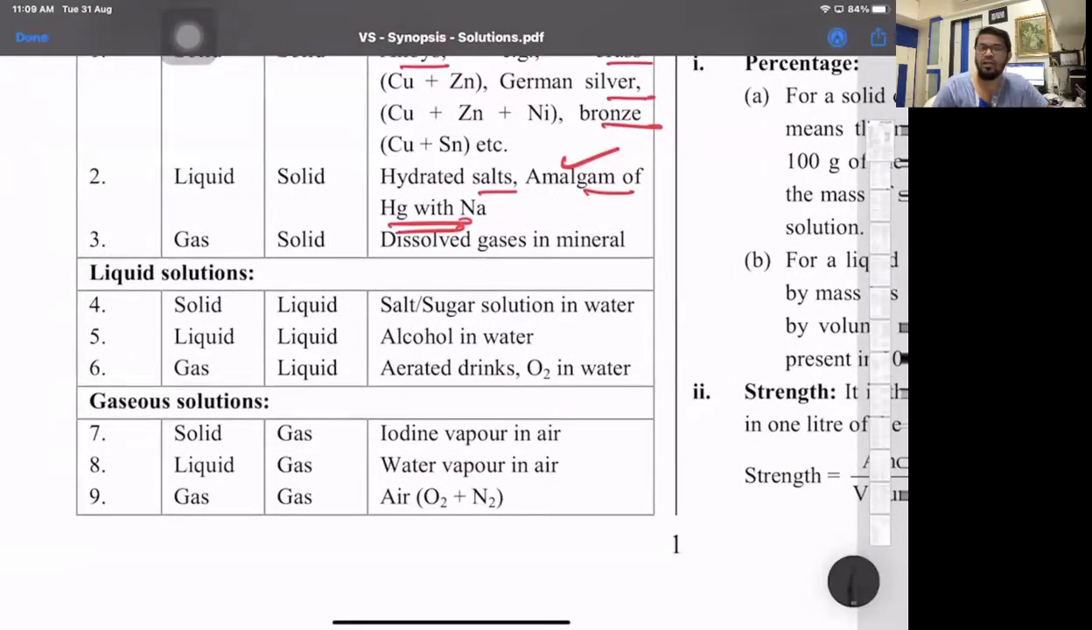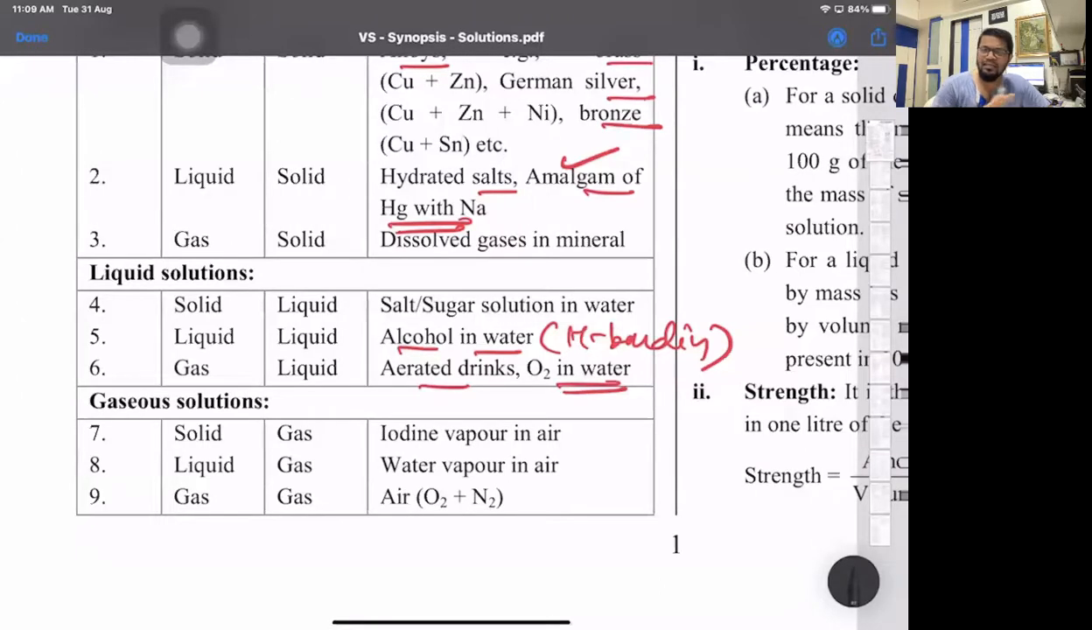Then comes liquid solutions. That is basically solid in liquid types. That is all sugar solution, salt solution, sugar and water, salt and water. Liquid in liquid. That's basically alcohol and water, which we all know forms hydrogen bonding. And then gas in liquid. Gas in liquid is basically carbon dioxide bubbled in water, that is the aerated drink, or oxygen dissolved in water in a small concentration of ppms.